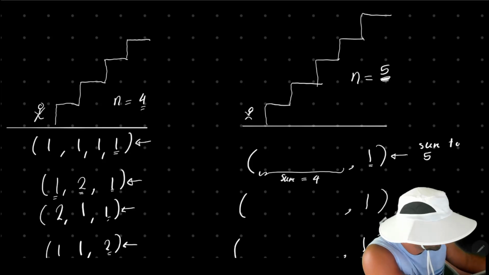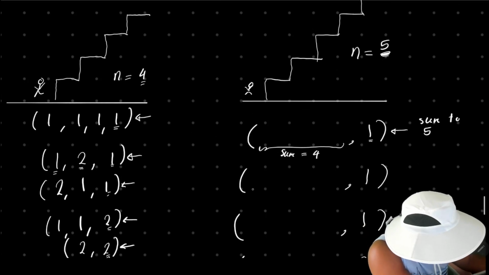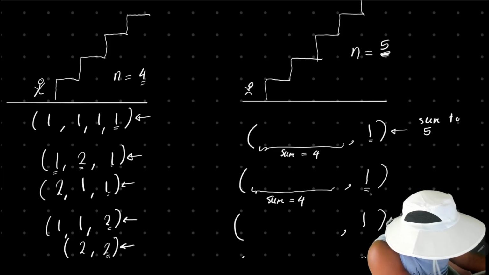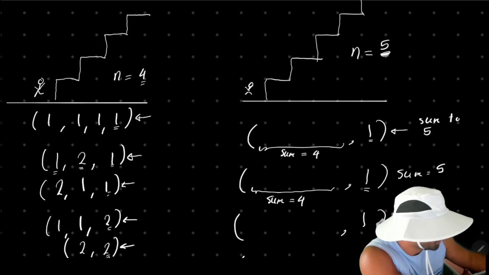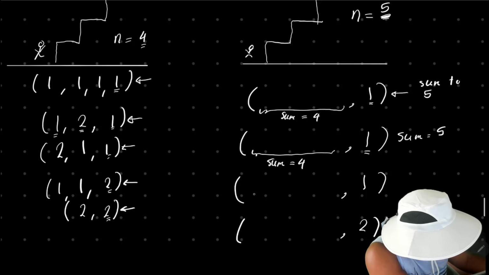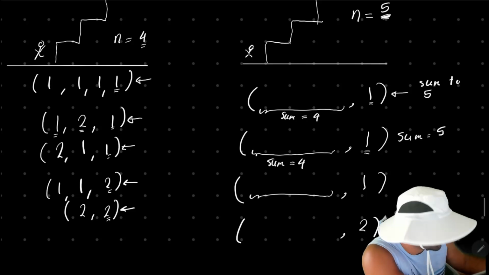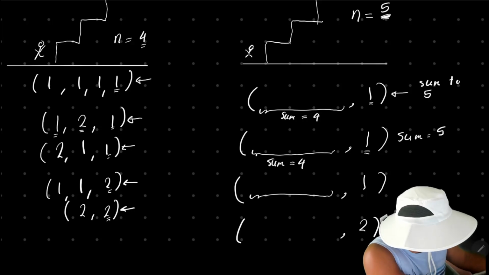Same here. Whatever sequence I'm gonna list over here, the sum has to equal 4, because the last number is 1, and the sum of the whole parentheses has to equal 5. Same over here. The sum has to equal 4. Whatever numbers I'm going to list there, they have to sum up to 4.